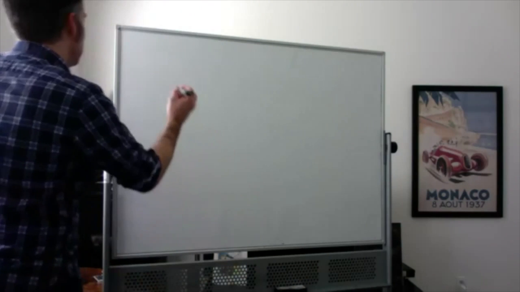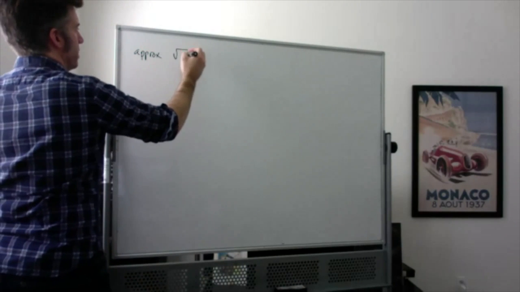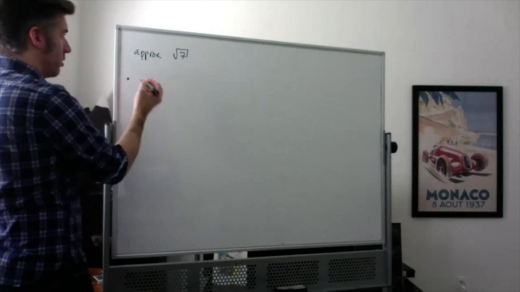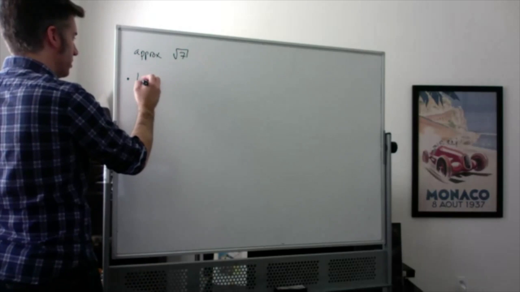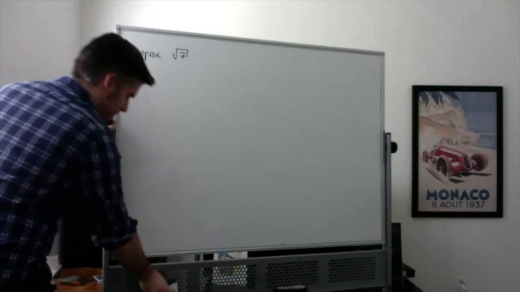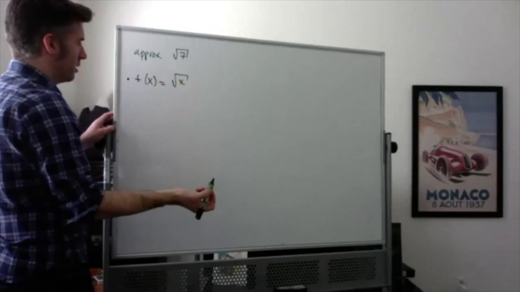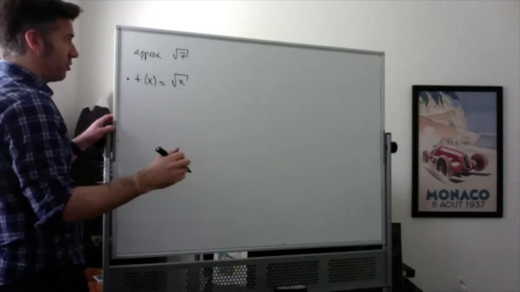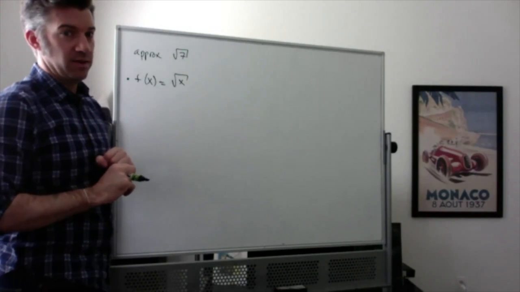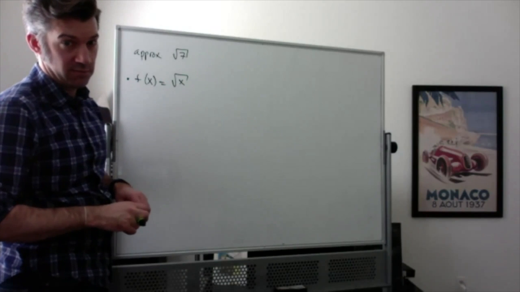So we want to approximate the square root of 7. First, we're going to use the linearization. So again, I'm going to say that my function is equal to the square root of x. And I have to pick a value that's close to 7 that's easy to deal with. What should I be picking? That's close to 7 that's easy to take the square root of.